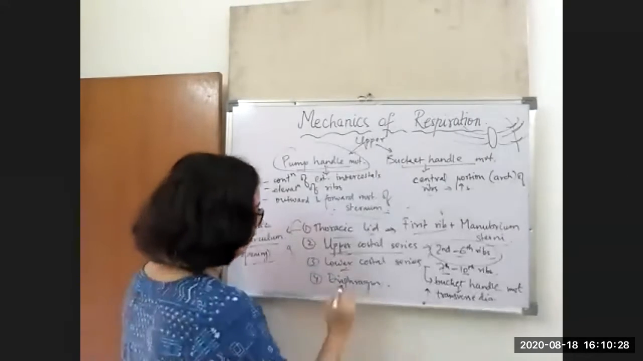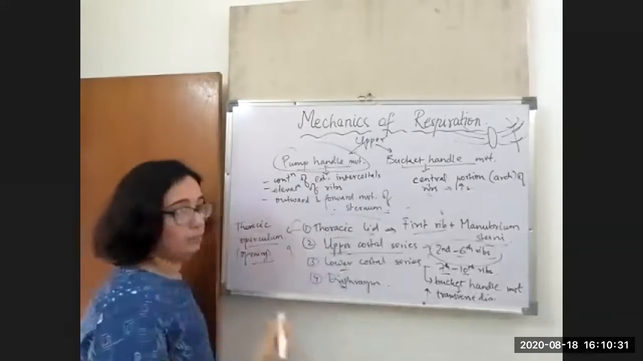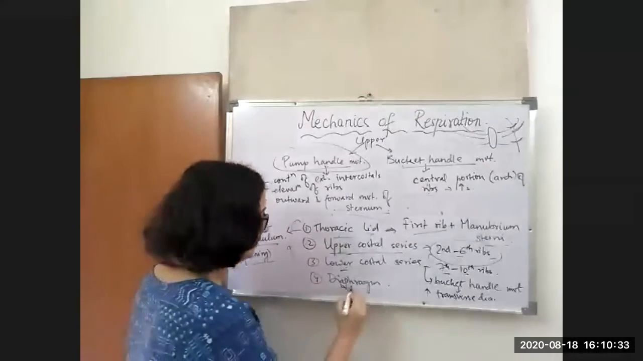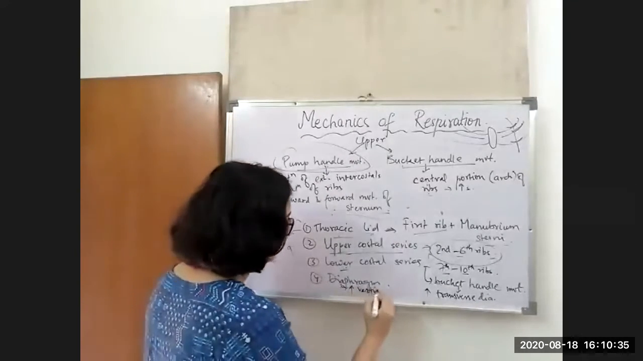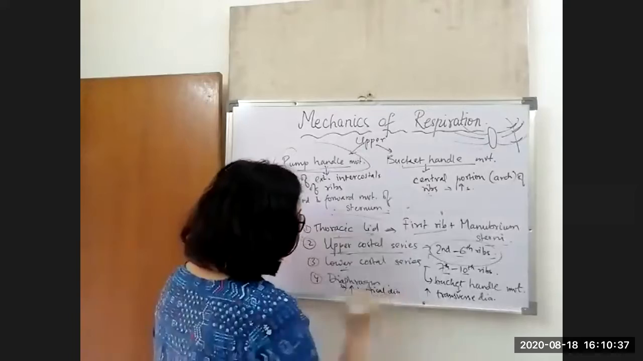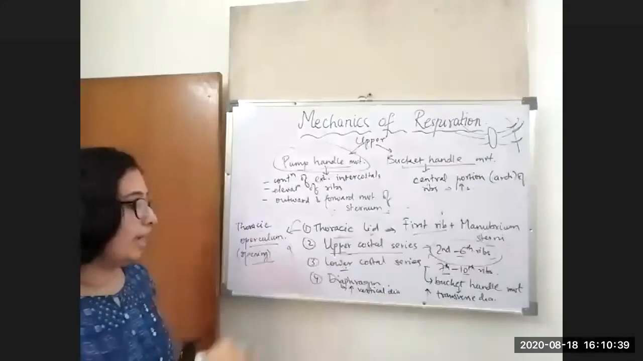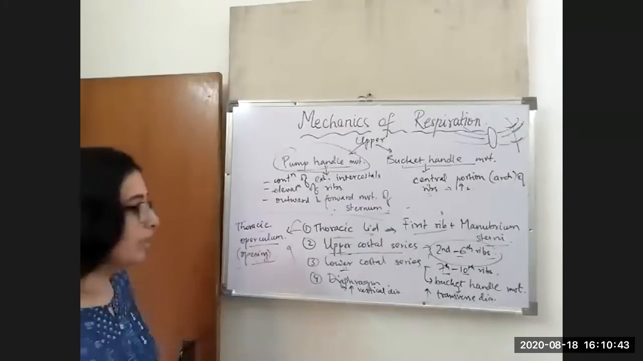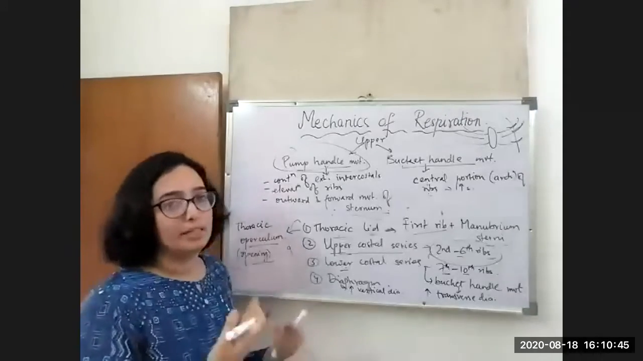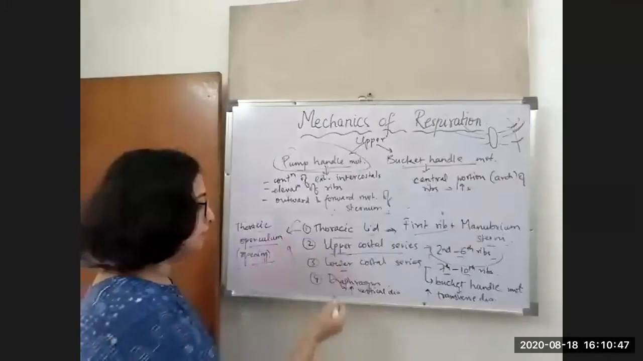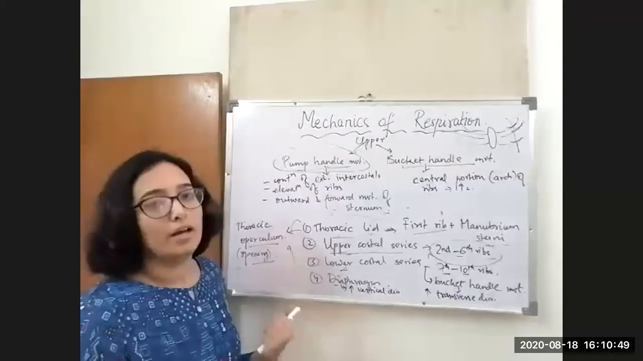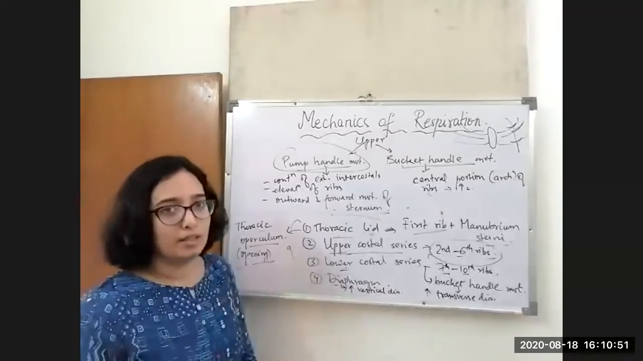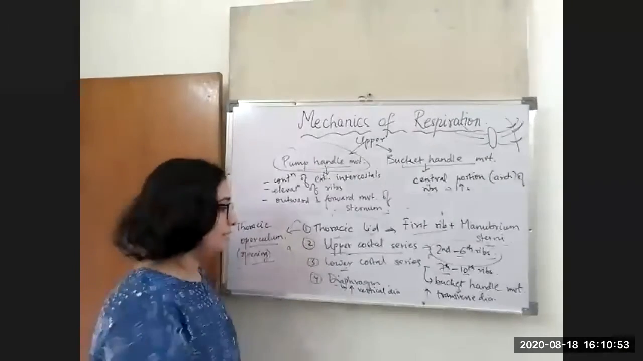Lastly, the diaphragm. Okay, now what will the diaphragm do? It will increase the vertical diameter of the thoracic cavity. Okay, that is why, with inhaling and exhaling, it will change its shape, and according to that, it will adjust with the air in the thoracic cavity.